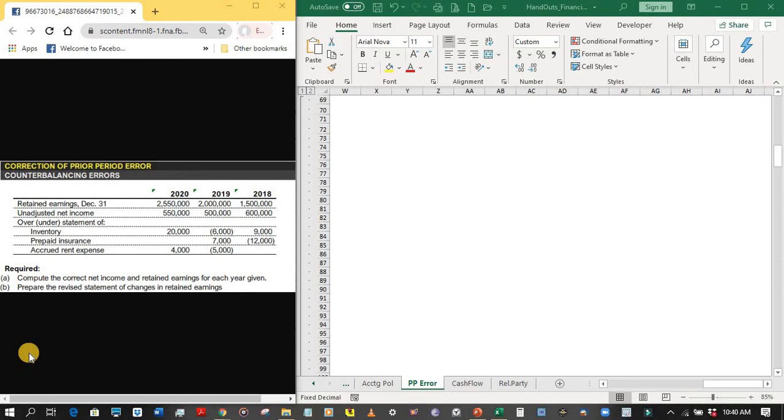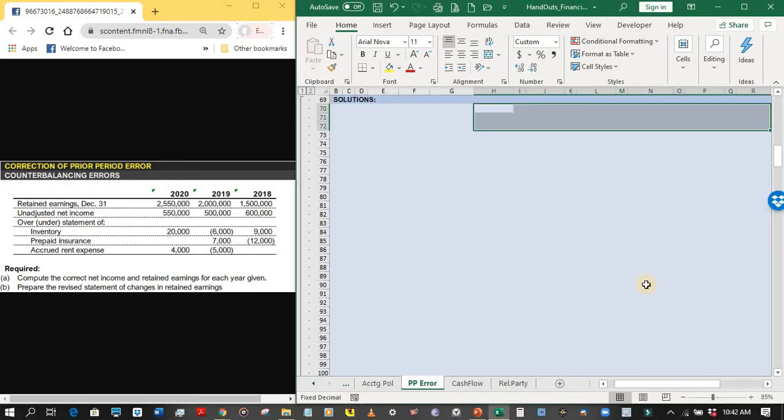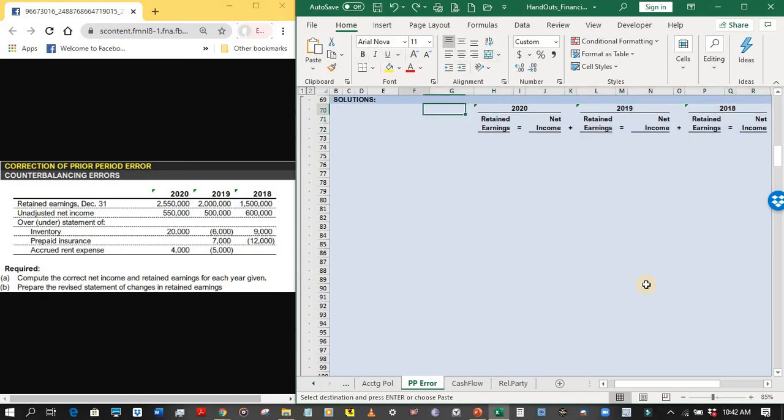In our problem, we have 3 types of counterbalancing errors. So these are related to inventory, prepaid insurance, and accrued rent. So again, our unadjusted information are both retained earnings and net income. So we have no information about the details of the income statement. So our analysis again will start from the unadjusted balances. So the unadjusted balances of retained earnings and net income in the years 2020, 2019, and 2018 are as follows.